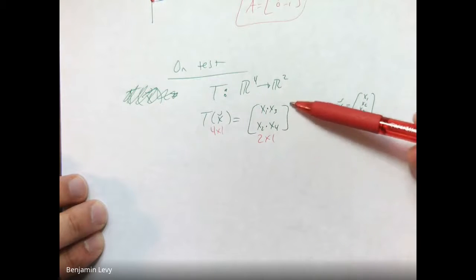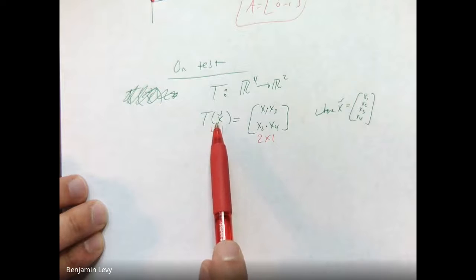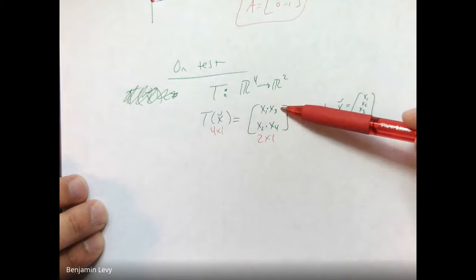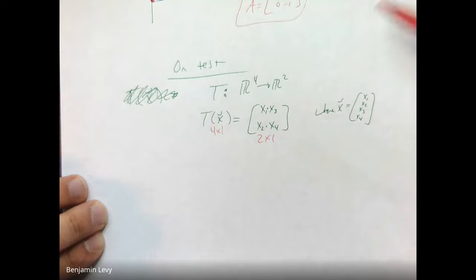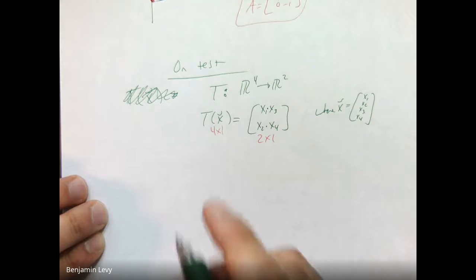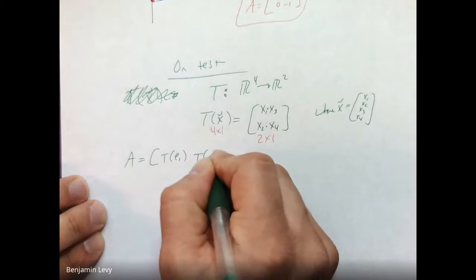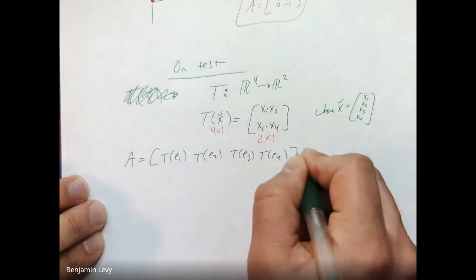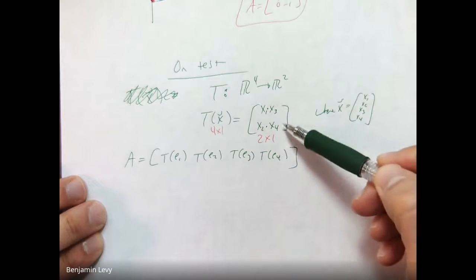And then this is telling us how to build the vectors. It says whenever you apply the transformation to a vector, you multiply the first and the third entry to give you the first entry in the transformation, and then you multiply the second and the fourth to give you the second entry. And so then what we want to do is A equals T of E1, T of E2, T of E3, T of E4. And each time we do one of these, this is telling us how to do it.